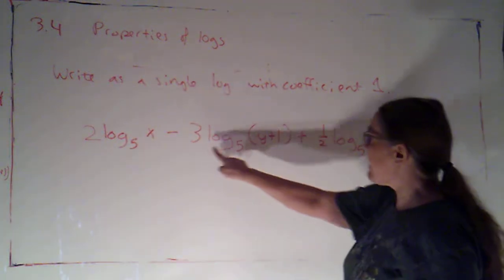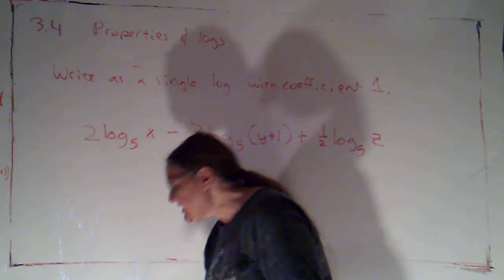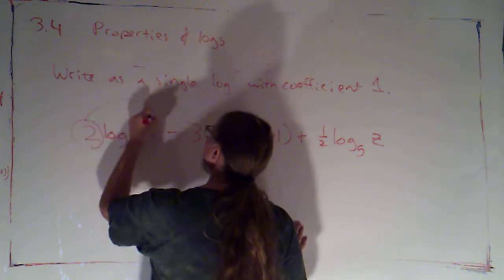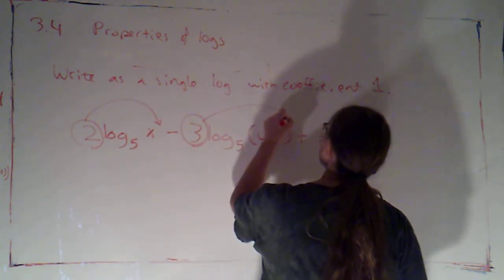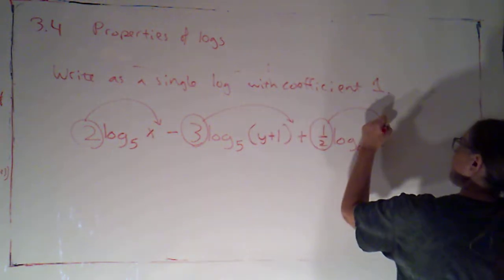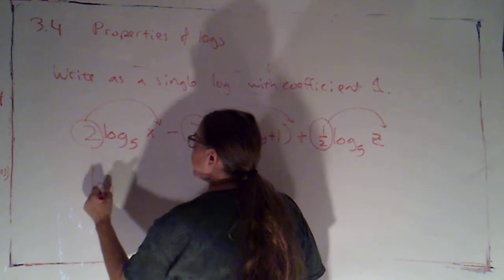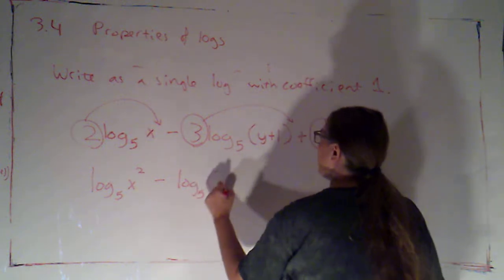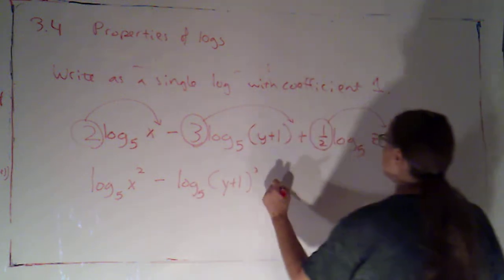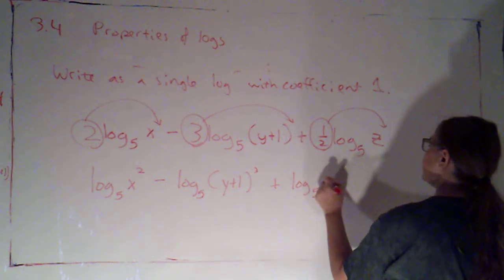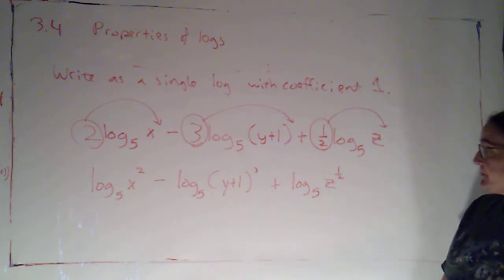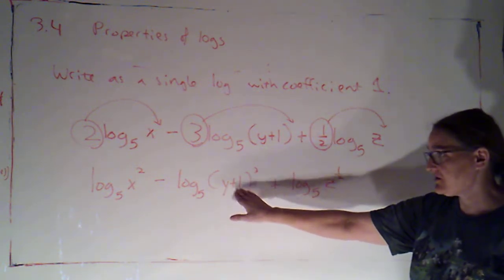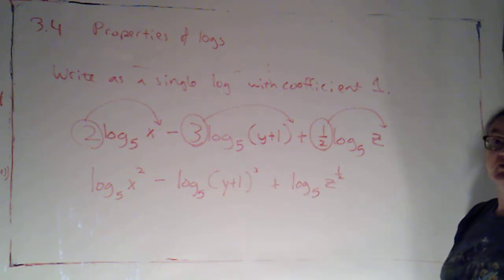So here I don't have coefficients of 1, so I need to use the power rule first to bring those coefficients up and turn them into exponents. Okay. So we'll have the log base 5 of x squared minus the log base 5 of y plus 1 cubed plus the log base 5 of z to the 1/2. Notice the 3 does not distribute over the addition, so this is just the quantity y plus 1 cubed.